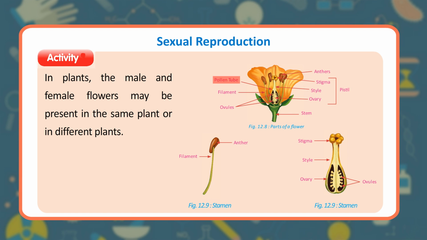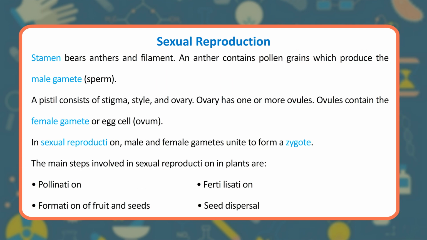Anthers, pollen tube, stigma, style, ovules, ovary, stem, pistil, anther, filament. Stamen bears anthers and filament. An anther contains pollen grains which produce the male gamete, sperm.